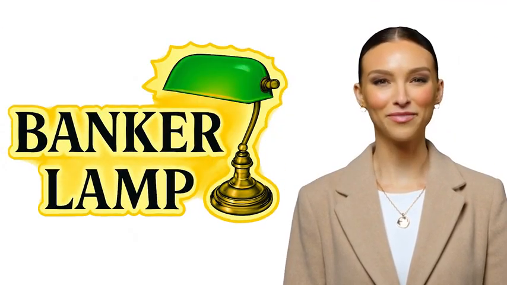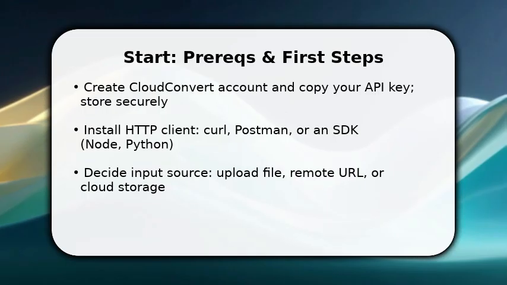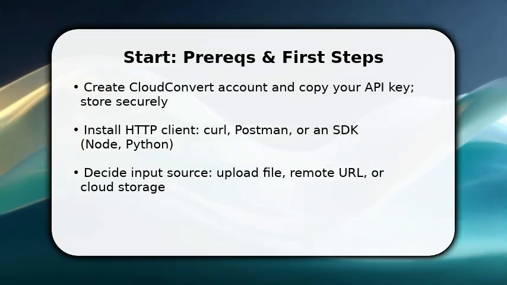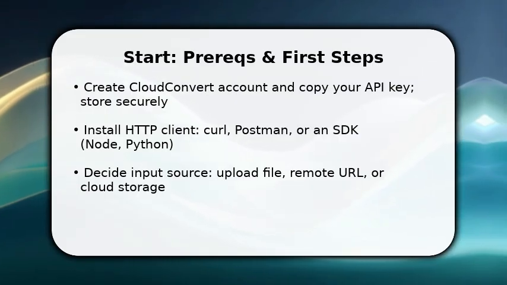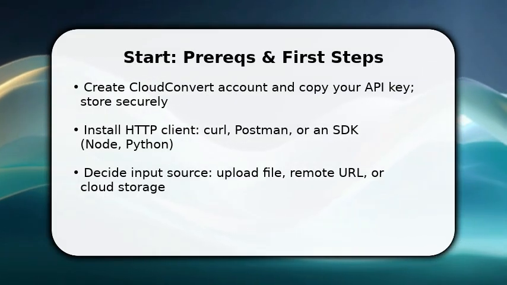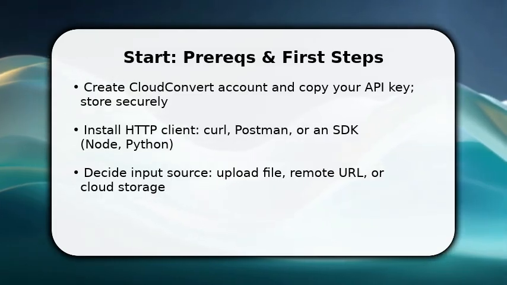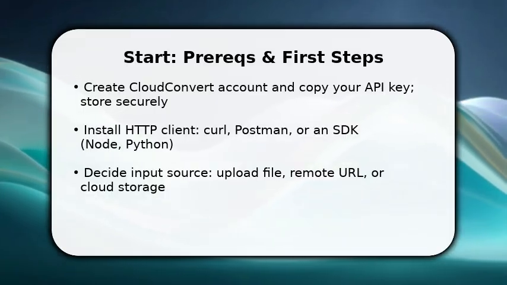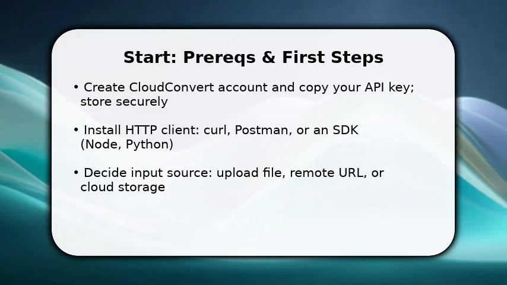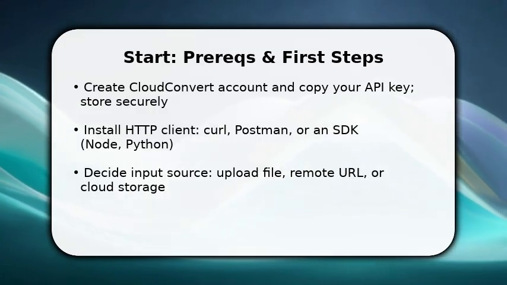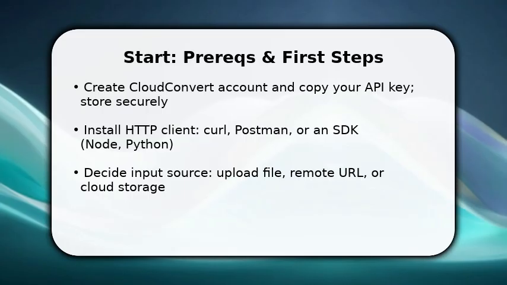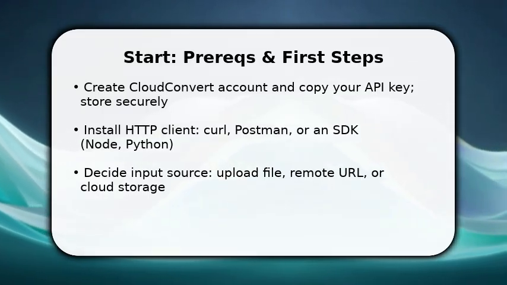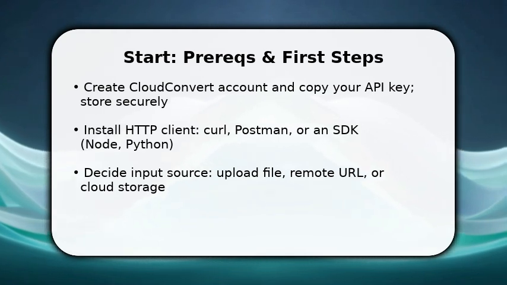Please enjoy the video. You begin by ensuring you have an API key and a working HTTP client. This lets you authenticate and test requests immediately. Next, pick how you will send files: direct upload, remote URL, or linking cloud storage, because each path changes the request body. Once chosen, craft a minimal POST to /jobs or /convert with your key in the authorization header. This first call verifies connectivity and exposes required parameters, so you can iterate quickly and avoid later surprises.